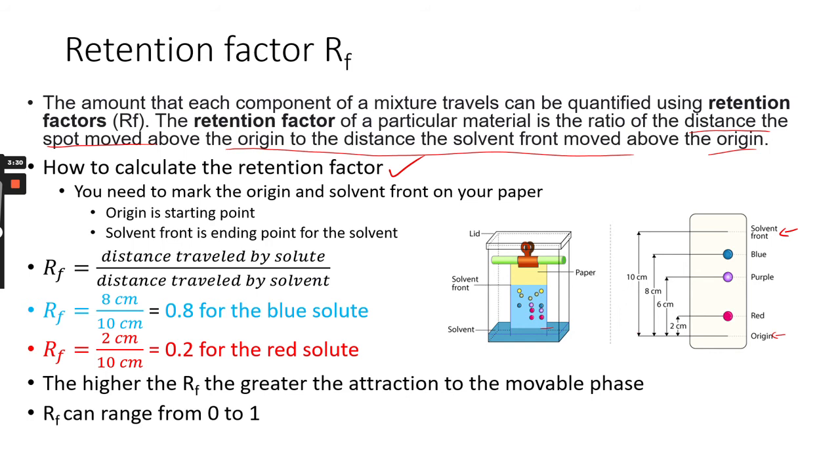Okay, so let's do it for the blue dot. So we see the solvent traveled 10 centimeters, and that's going to go on the bottom, and the blue dot traveled 8. So its RF value is 0.8. And let's do the same thing for the red dot. The red dot traveled 2 over 10, so its RF value is 0.2. The higher the RF value, the greater the attraction to the mobile phase, okay? RF can range from 0 to 1, because the highest distance should always be the solvent.